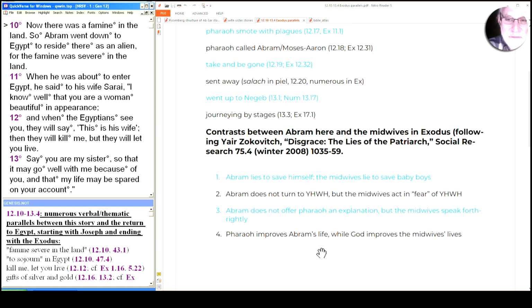Pharaoh improves Abram's life with all the cattle and gifts that we just saw, and God improves the midwives' lives. So whether we think of the midwives as being Israelites or being Egyptians who are acting on behalf of the, quote-unquote, Hebrews in that story, either way, they are listening to and concerned about the God of Israel. And Abram suddenly is not concerned with the very God who's called him out of Haran and onto this wild journey here. So we'll look more at that next time when we look at the characterization issues.